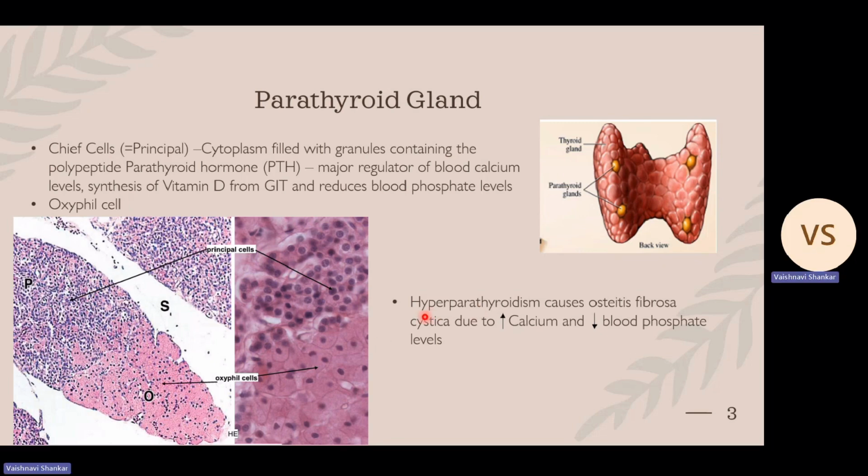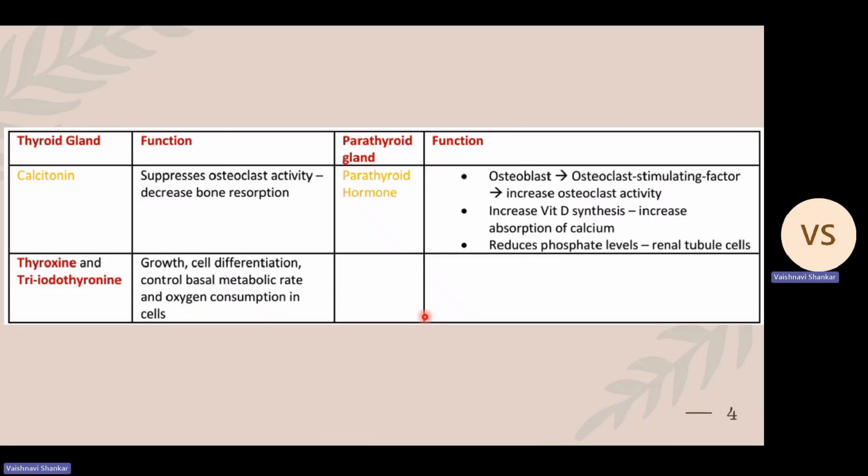Hyperparathyroidism is when concentration of phosphate decreases and the concentration of calcium increases. This produces pathological deposits of calcium in several organs, such as kidneys and arteries. The bone disease caused by hyperparathyroidism is called osteitis fibrosa cystica, which is caused by increased number of osteoclast and multiple bone cavities. This is the summary.